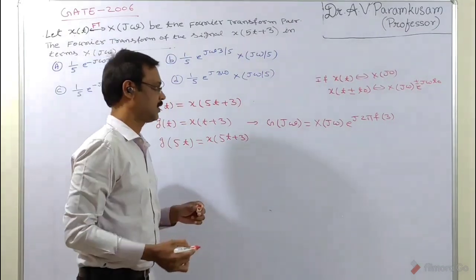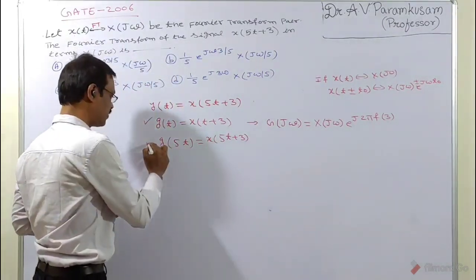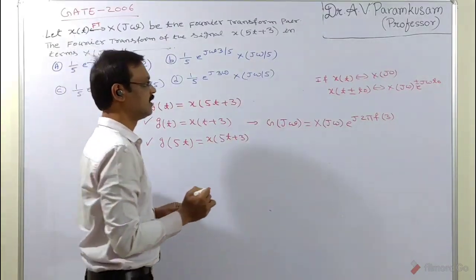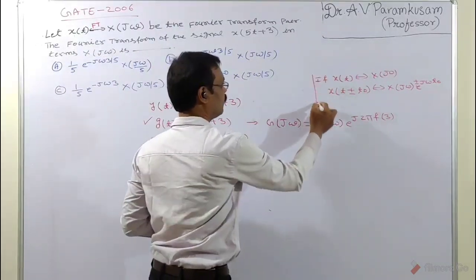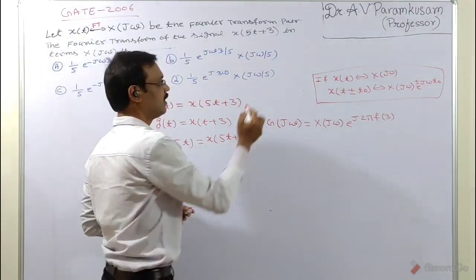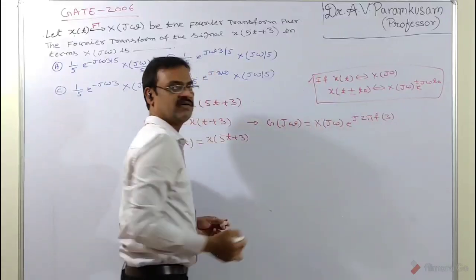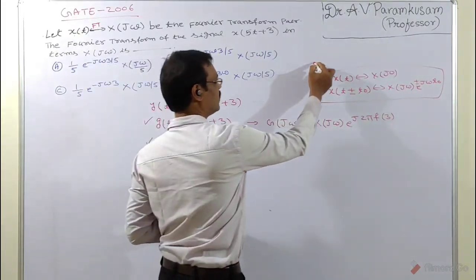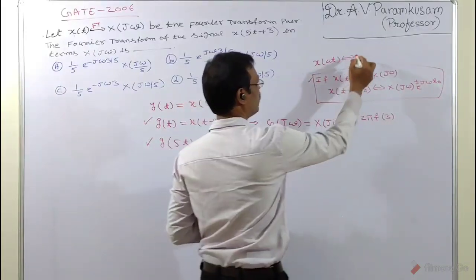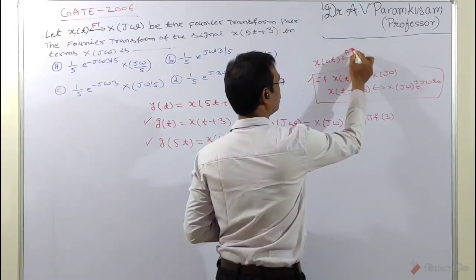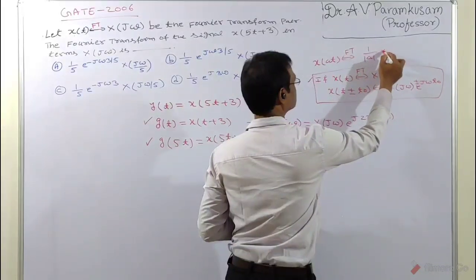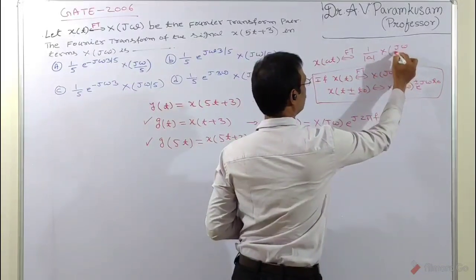Next, you apply the Fourier transform on both sides of this equation. For this we need the time scaling property. What is the time scaling property? If the Fourier transform of x of t is given by X of j omega, then the Fourier transform of x of at is given by 1 by mod a into X of j omega by a.